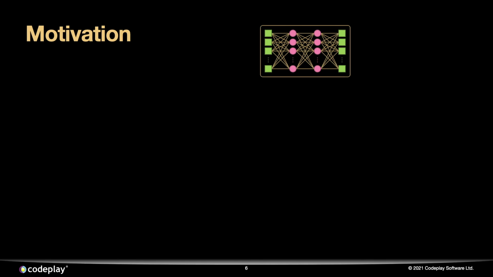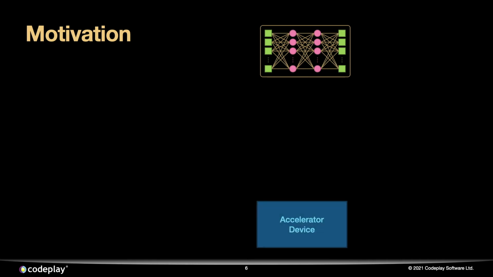So often it's easy to think that if there is an artificial neural network like the one that I've drawn here, and if I have access to a graph accelerator device, then I can just run this neural network on this accelerator device. But this really isn't the case.